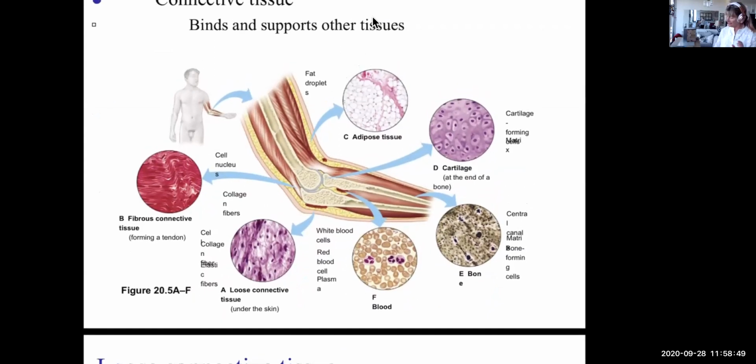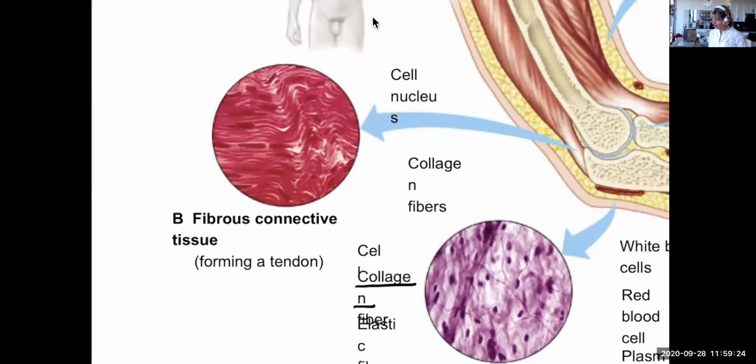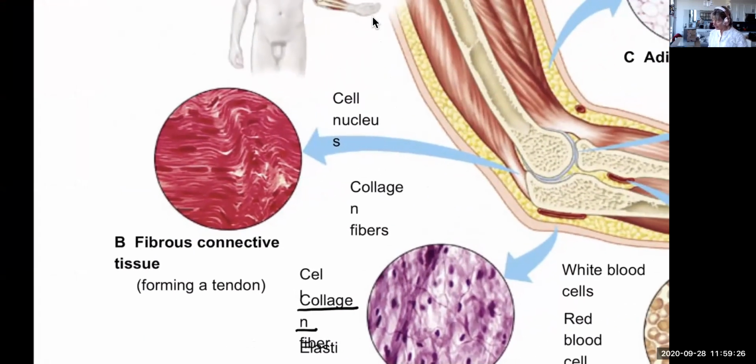These are examples of different kinds of connective tissue. Let me start with A. Loose connective tissue is found under the skin. So, for example, if you were to take your skin like that and try to pull it, well, you can't pull it all the way over there. It remains attached to the muscle underlying it. It's largely collagen, different kinds of fibers that we'll look at. Fibrous connective tissue forms, for example, tendons and ligaments.